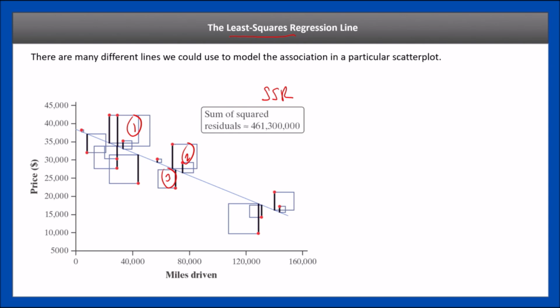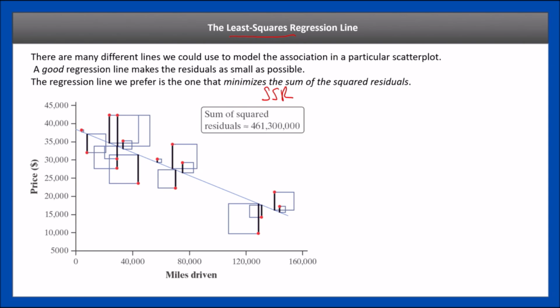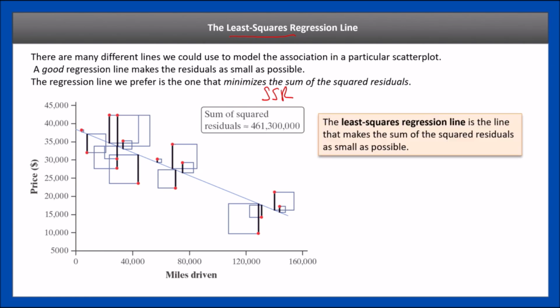If we take another line and find the sum of squared residuals to be greater, so for example, if I have this red line and I find that the SSR is greater, then that means I want to reject that line, okay? I want to take the line with the smallest squared residuals. A good regression line makes the errors as small as possible. The regression line we prefer is the one that minimizes the SSR, the sum of the squared residuals. That is referred to as the least squares regression line. So it's the line that makes the SSR as small as possible.